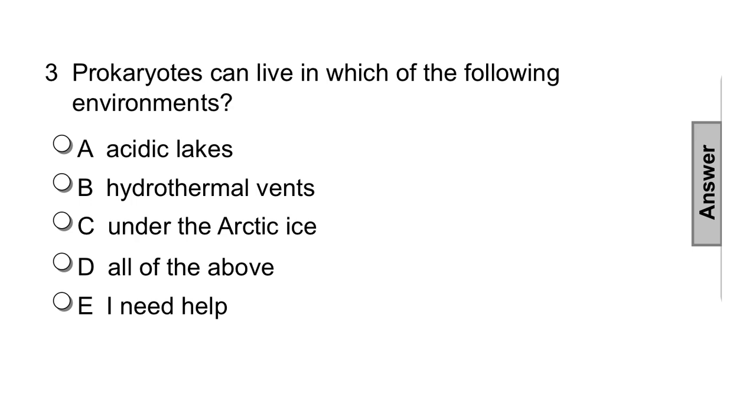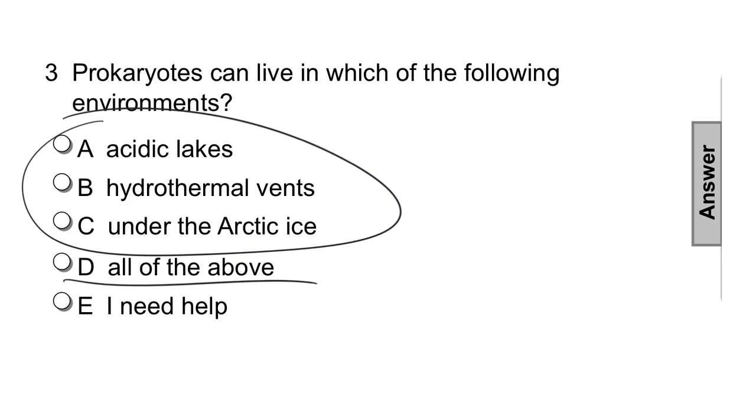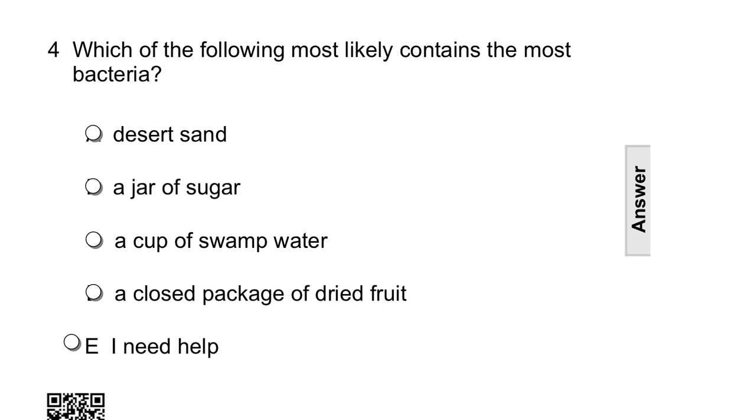Prokaryotes can live in which of the following environments? Anywhere. So all the above and more. This question is kind of difficult because bacteria live everywhere. But think of a place that is warm, has lots of nutrients. Desert sand is warm, but not very many nutrients and very hot. So probably not. Jar sugar is one substance, glucose, and if it's sugar, it's not dissolved in water, so it's not really available for bacteria to eat. So I would say no on that one.